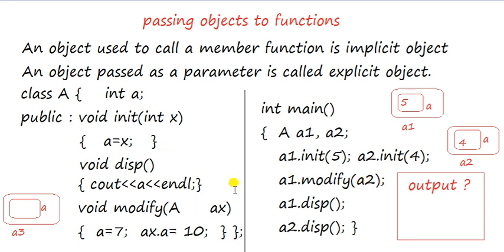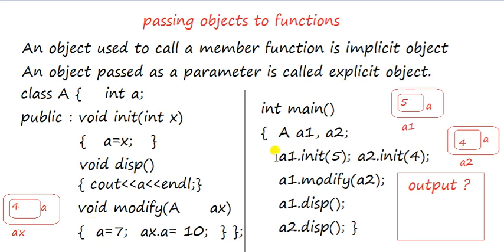So A2 will be collected in AX. So what is AX here? Another variable, let's take this as AX. This is the AX variable. And what is the value copied from A2? It has copied 4 in it. Okay, fine. Then inside, A is modified to 7. 7 is assigned to A.